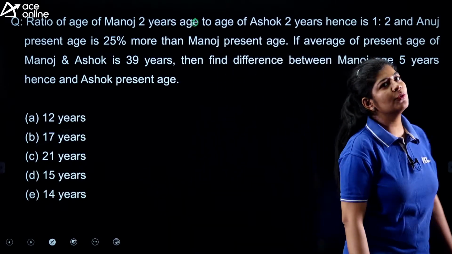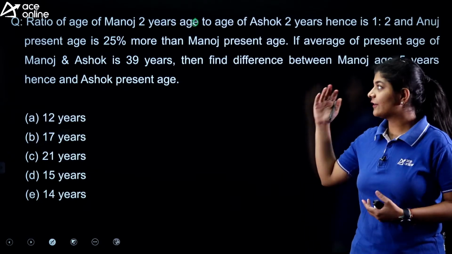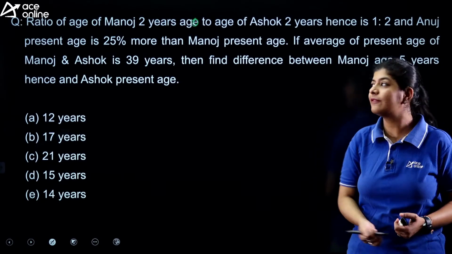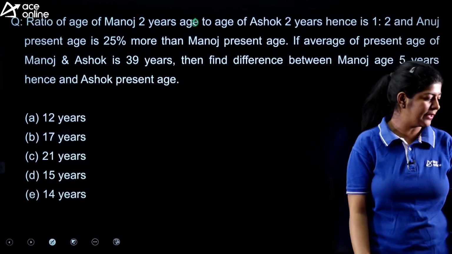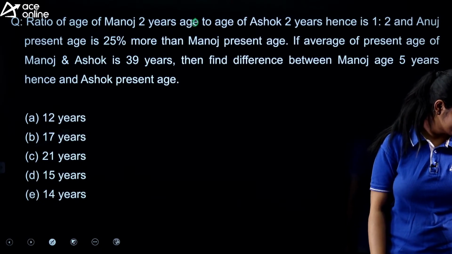So what you have to do: first, write down the ratios between the persons. Afterwards, you need to apply the concept of average just to get one value, and afterward you can write down the difference. That means you only need to subtract it.